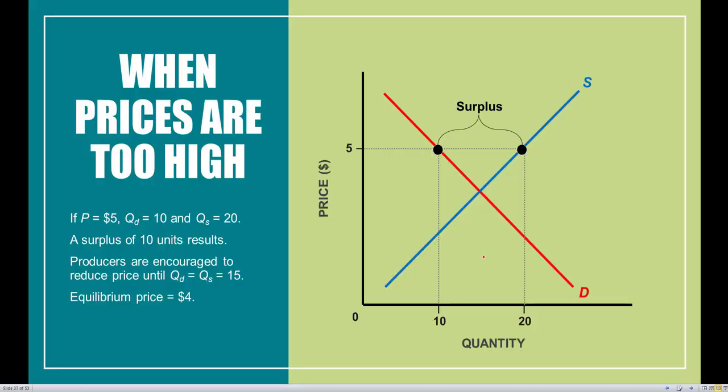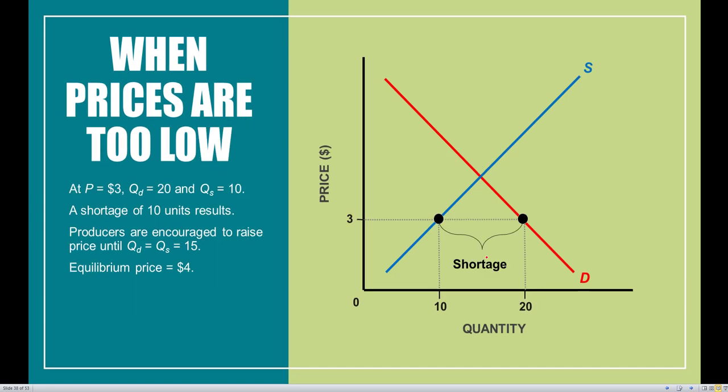So when prices are too high, using a few different numbers, we have a surplus, and producers are once again encouraged to reduce prices, have sales, have a clearance until we reach our equilibrium point. If prices are too low, then we have a shortage, and producers are encouraged to raise prices until once again we reach our equilibrium. So this gives us an idea of what our equilibrium price and equilibrium quantity are going to be, the single intersection between supply and demand, and a few of the different economic scenarios that can occur when we're not in equilibrium, when prices are too high, when prices are too low.